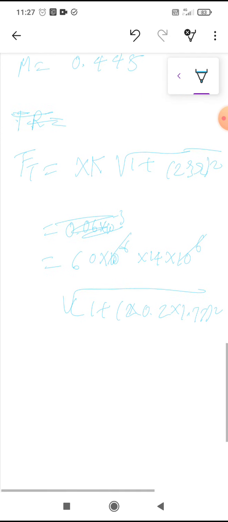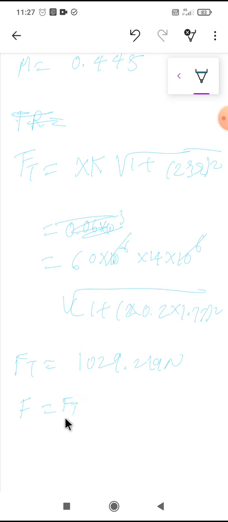So Ft we will get as 1029.219 Newton. This is the total force transmitted to the ground, but the force asked in the question is the force transmitted through each mounting. There are 4 mountings, so the force transmitted to each mounting will be Ft divided by 4, which is 257.305 Newton. So the force transmitted through each spring is 257.305 Newton.